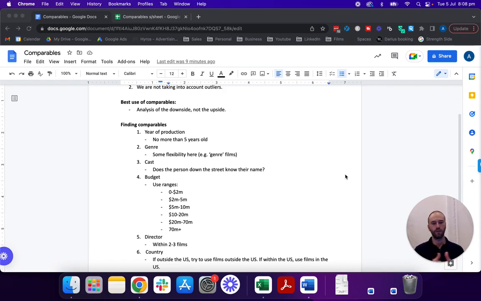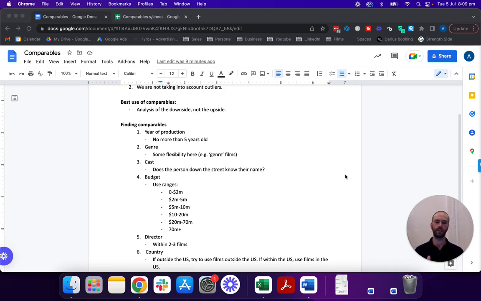The fifth one is director. So you want to be looking at a director's level of experience, and to have them within really 2 to 3 films, ideally even 1 to 2, but 2 to 3 is fine. So if you're working on a debut feature film, you don't want to be looking at a film by a director who's working on their 5th or 6th film, because again, it's not comparing the same thing. That director has a completely different level of craft to a debut feature filmmaker, so you want to have that quite close.